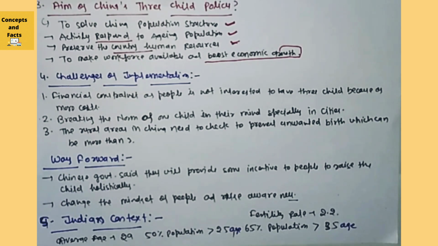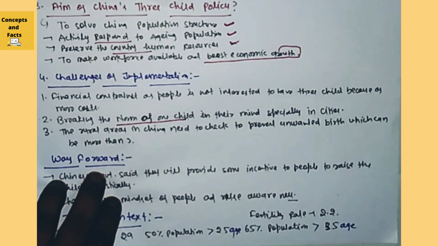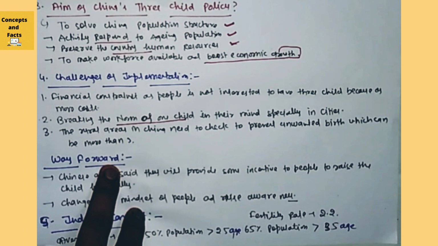The first challenge is the financial constraint, as people are not interested in having three children at all, because of the financial constraint. Second is breaking the norm of one child in their mindset, which has been fixed that we should not produce more than one child. So breaking the norm of one child, or changing the mindset of Chinese people, is very, very important.